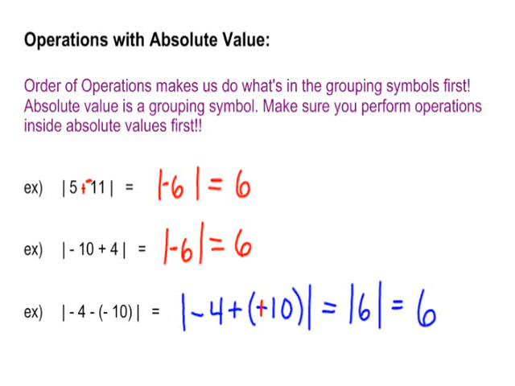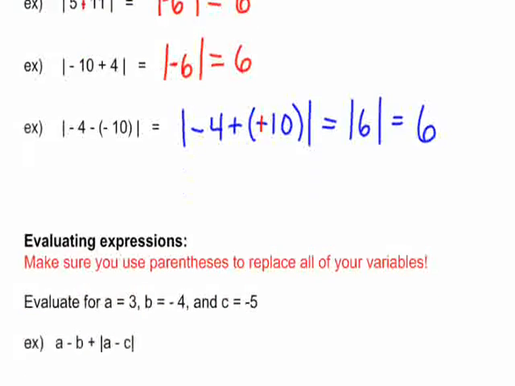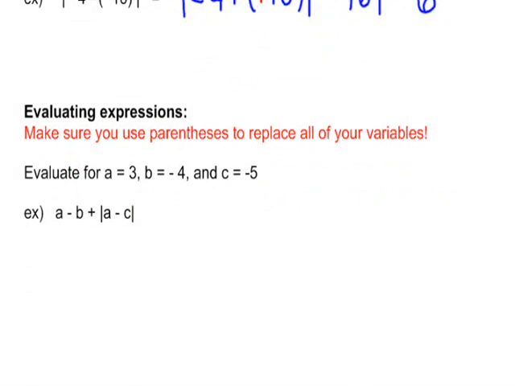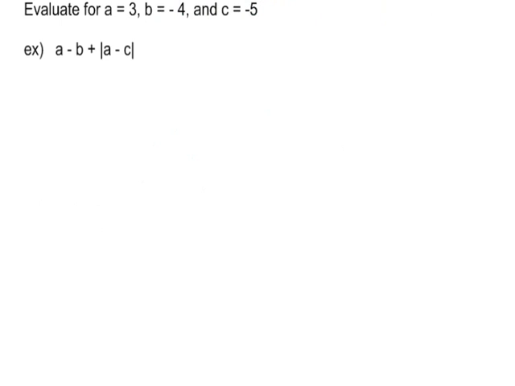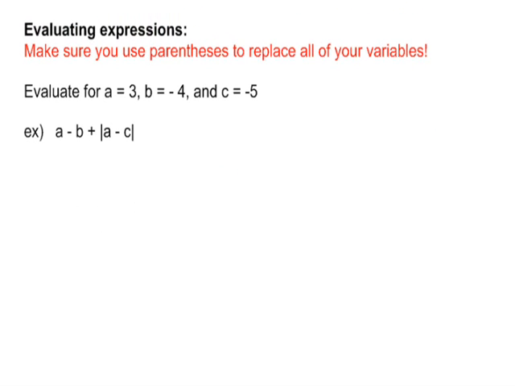Alright, let's talk a little bit about some evaluation here. We've already talked about evaluation before, but now we're going to throw in some negatives. So this is where it's really important to make sure that you have parentheses for all of your variables. So let's take a look here. I have a minus b plus absolute value of a minus c.